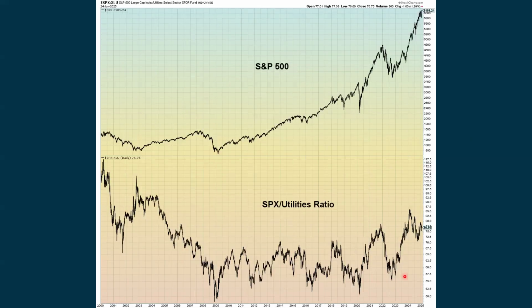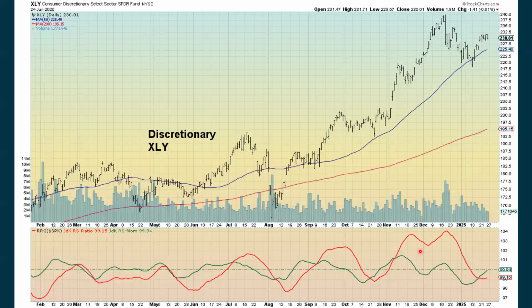Utilities, we do a ratio between the S&P and utilities. We're not getting any real decisive move one way or the other. We really pay attention to this when it's really going up or really going down. And it's been pretty choppy lately.